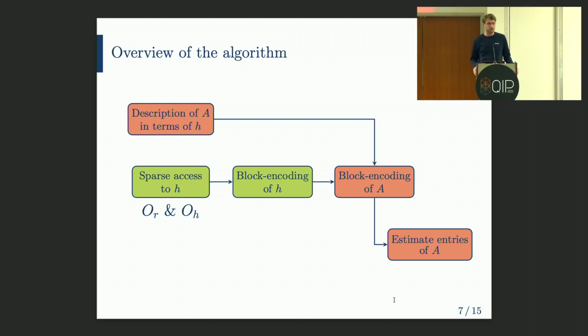Okay, so I've talked about the sparse access to H using these oracles OR and OH, that allows us to do a block encoding of H. Now let's get to the second component that we need, which is a description of A in terms of H.